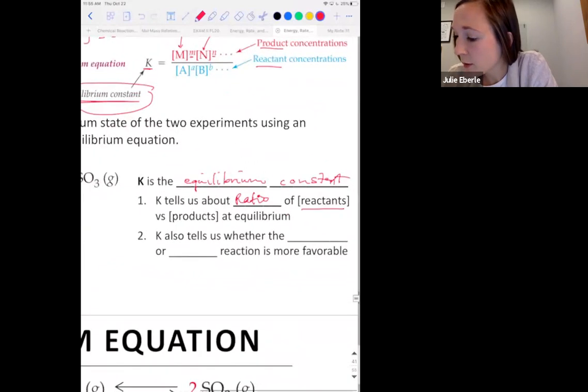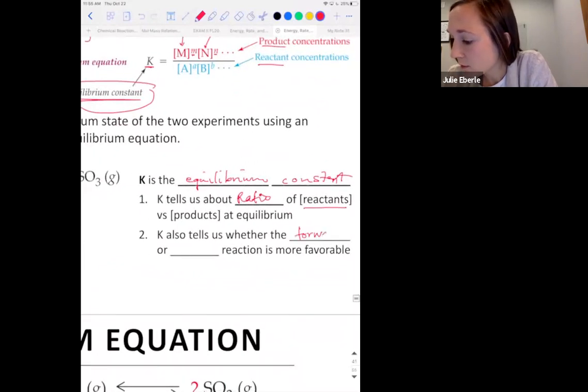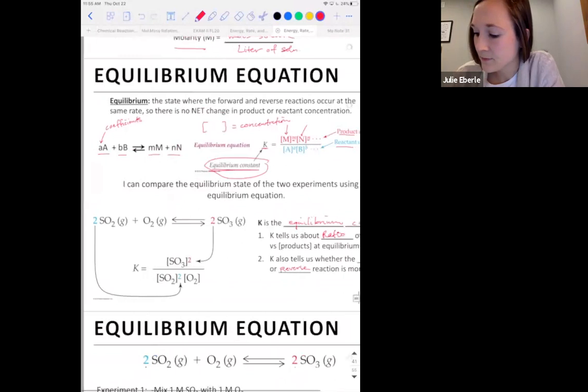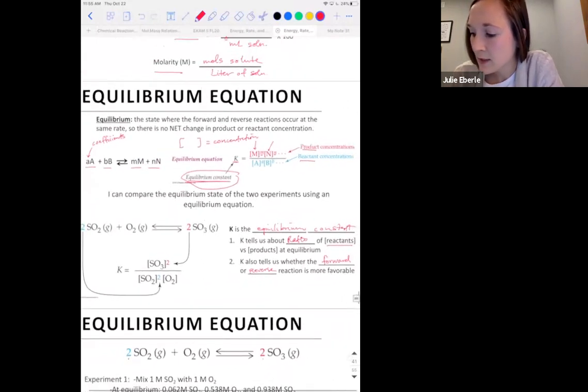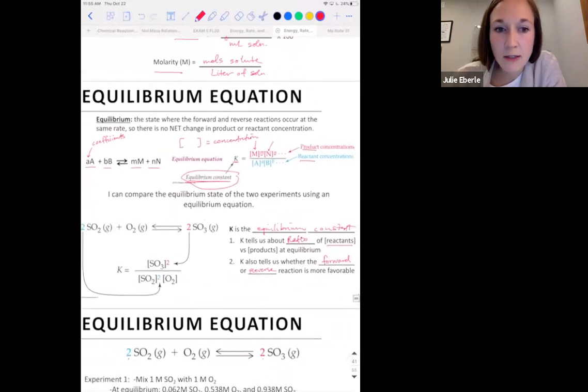K also tells us whether the forward or reverse reaction is more favorable, all right? So that is what the equilibrium constant is. That's what it does, is what it tells us, okay? It'll be a number and we'll see how that number makes sense.